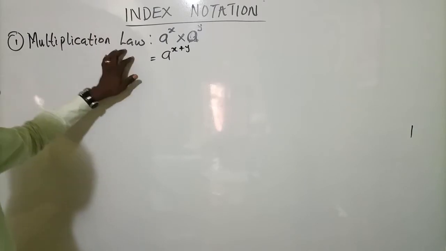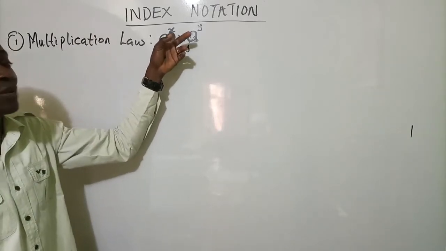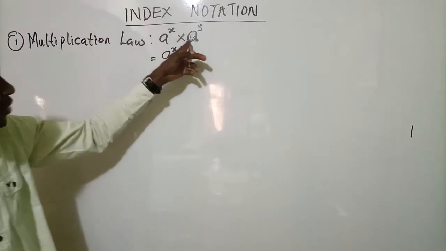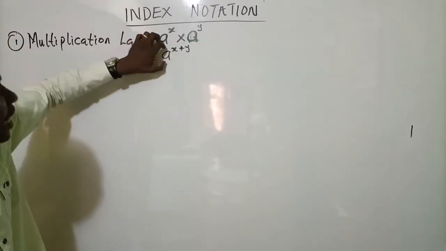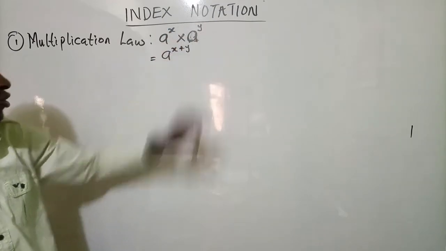This is what the first law of indices states: if a base is raised to a power, and then the same base is raised to another power, all you need to do is take the base and add the powers together.